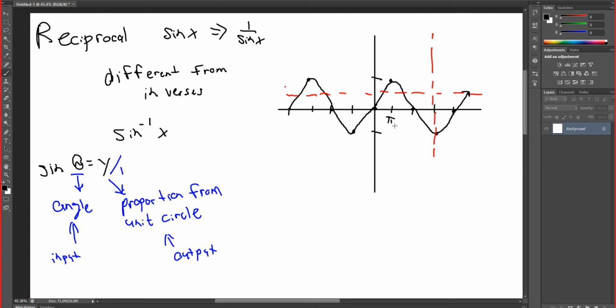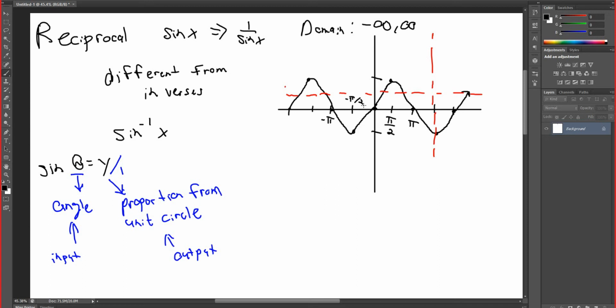I'm going to go label these. This is going to be pi. This is 3 pi over 2. That's not necessary. This is negative pi over 2. This is negative pi. So normally the domain for sine is negative infinity to infinity. But if we want to have an inverse function, we have to restrict our domain. In this case, we have -1 as our low value of our range and a 1 as our ceiling.